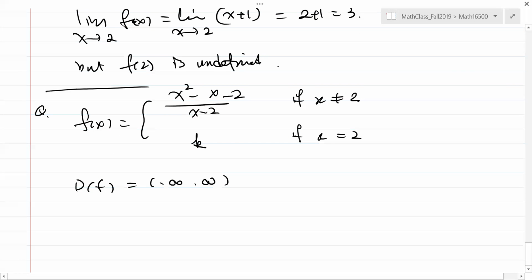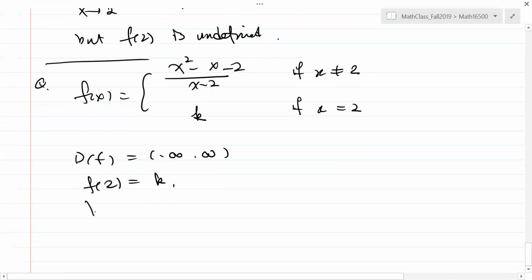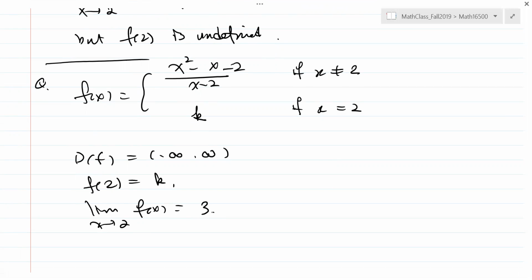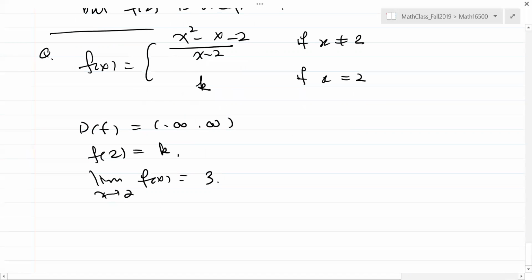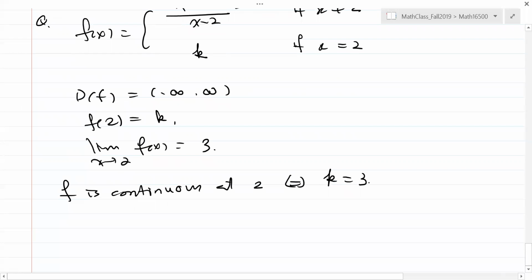And f of 2 is going to be k. Not only that, the limit as x approaches 2 is 3. We already found out that when x approaches 2, the limit is 3. So clearly, f is continuous at 2 if and only if k should be equal to 3. Okay, k should be equal to 3.